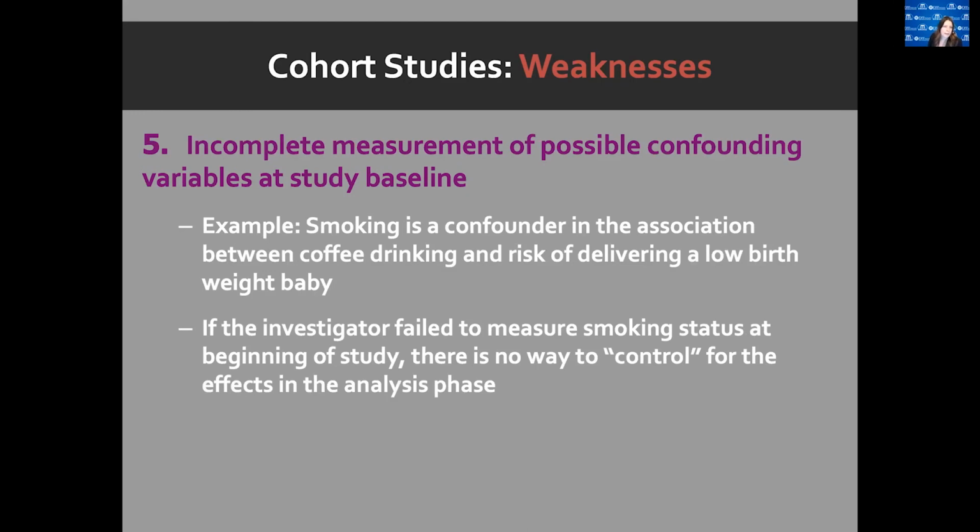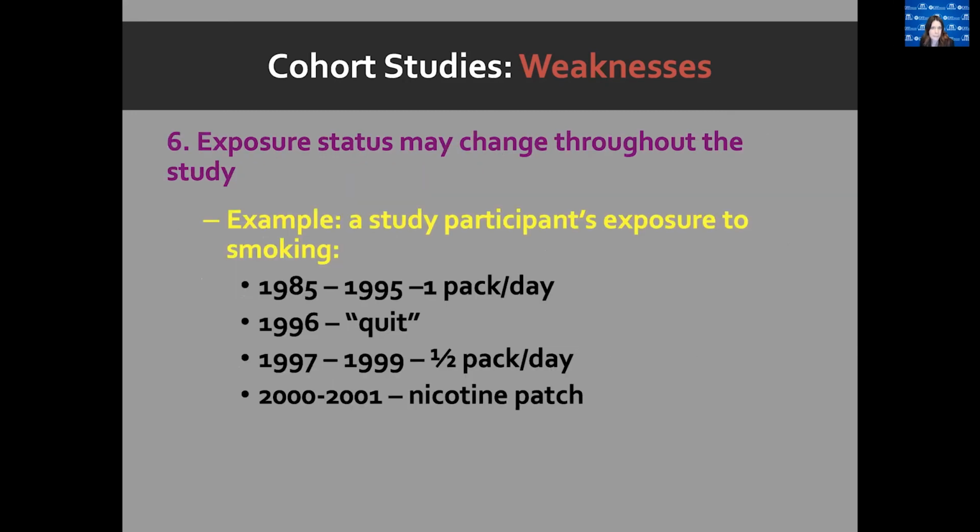And then other possible weaknesses, and in fact, this is a possible weakness of any kind of epidemiologic study, is that we don't have complete measurement of possible confounding variables at the study baseline. So let's just say that smoking is a confounder in the association between coffee drinking and risk of delivering a low birth weight baby. But if the investigator failed to measure smoking status at the beginning of the study, we can't really consider that as part of our assessment of the relationship between coffee drinking and the birth of a low birth weight baby.